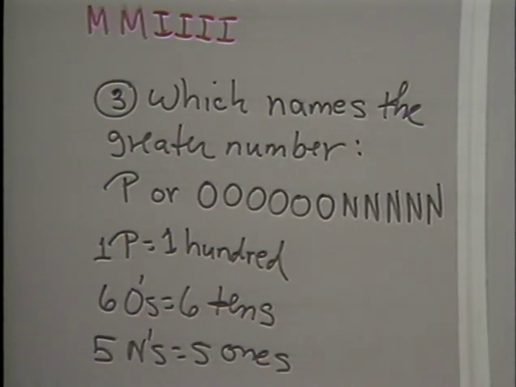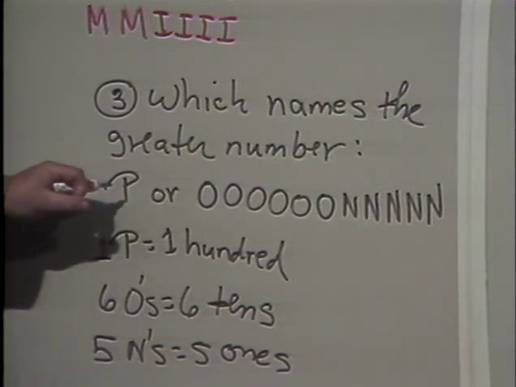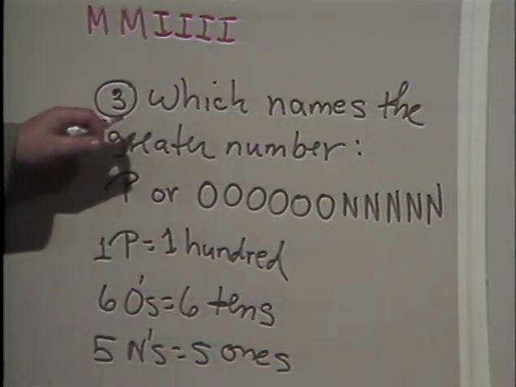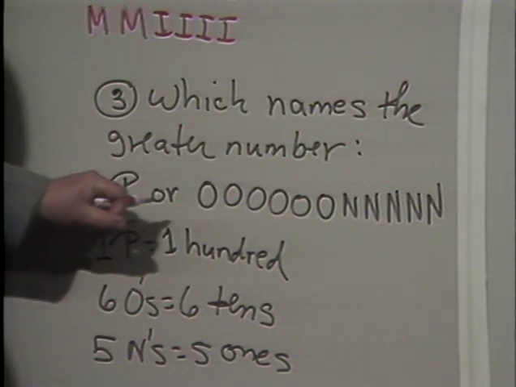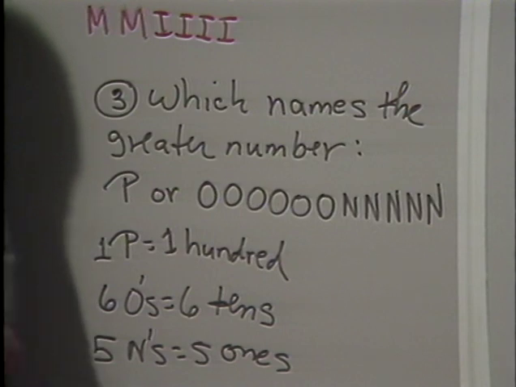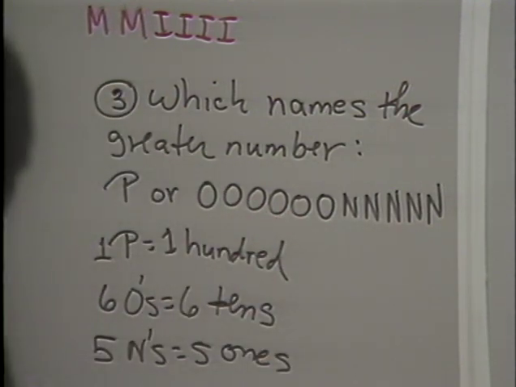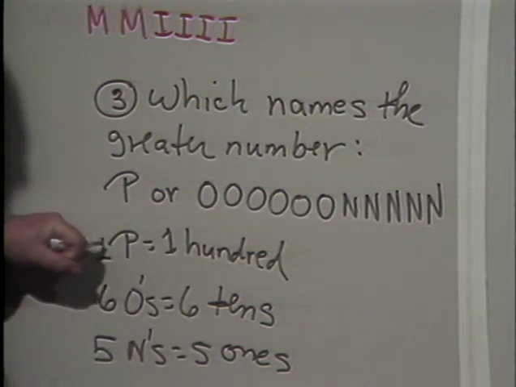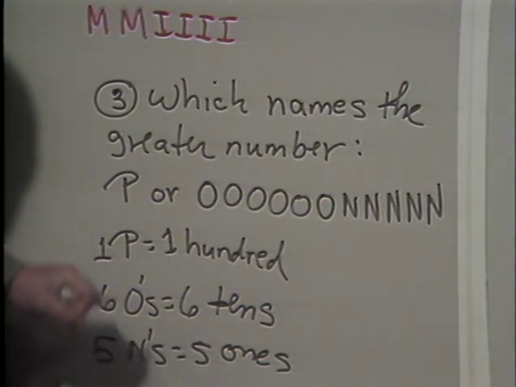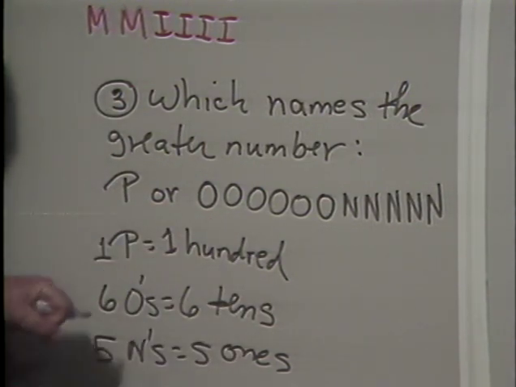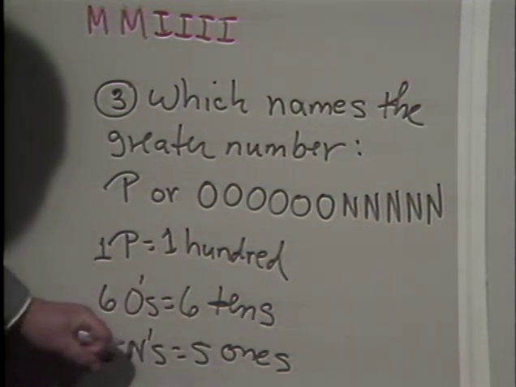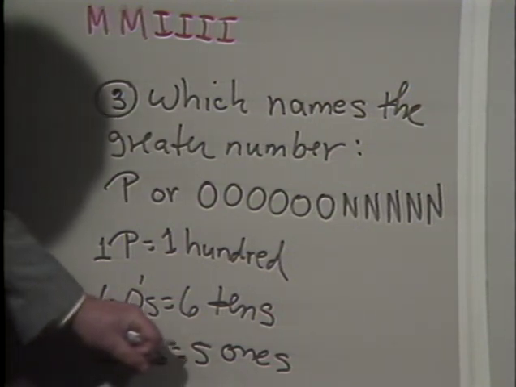Now, again, to emphasize quality versus quantity, I want to show you that it's not just the number of characters that appear, it's how potent they are. Which names the greater number, a single P or 6 O's and 5 N's? There are certainly many more characters over here. But remember, the 1 in 1P is modifying 100. 1P is 100. The 6 O's, on the other hand, the O's stand for 10. That's 6 tens, and N stands for 1, so 5 N's stand for 5 ones.